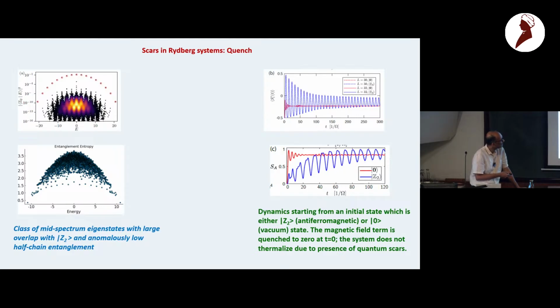So dynamics starting from an initial state, which is either Z2 or 0, can be plotted, and you see distinctly different behavior. This also means that the final state of the system, or at least the approach to the final state, depends strongly on the initial memory, which is another way of seeing that standard statistical mechanical expectation is violated in this kind of system. So this constitutes one of the experimentally most well demonstrated situations of violation of the eigenstate thermalization hypothesis.